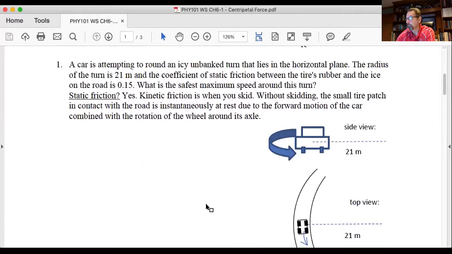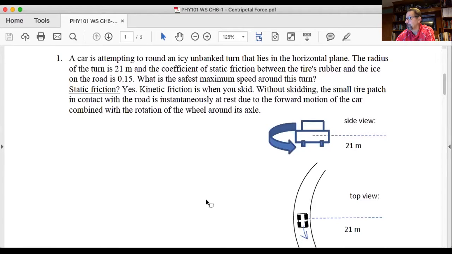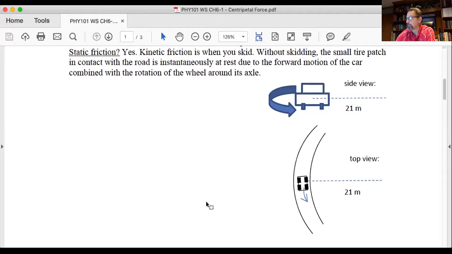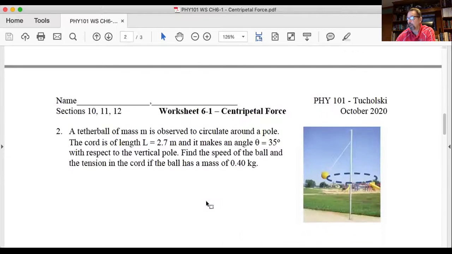Static friction is making a car go around. You just have to repeat, similar to a problem I did in the video last night. Okay, so that'll be groups 1, 2, and 3 when I divide you up here.